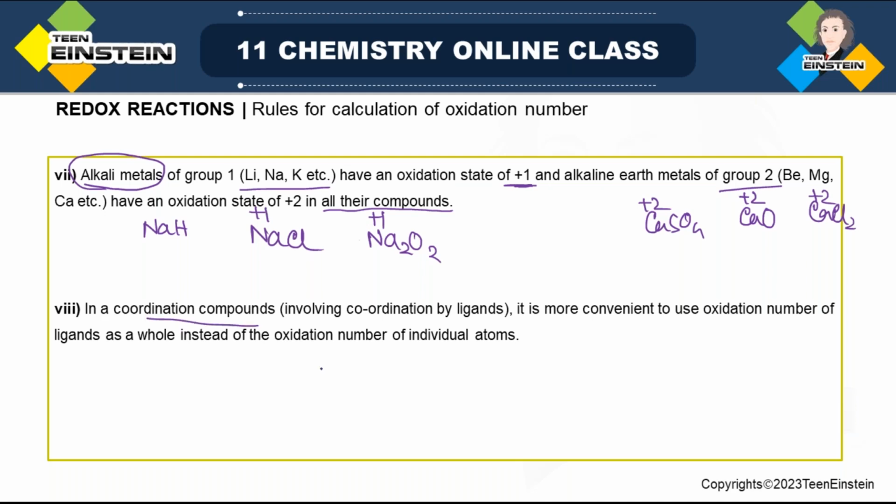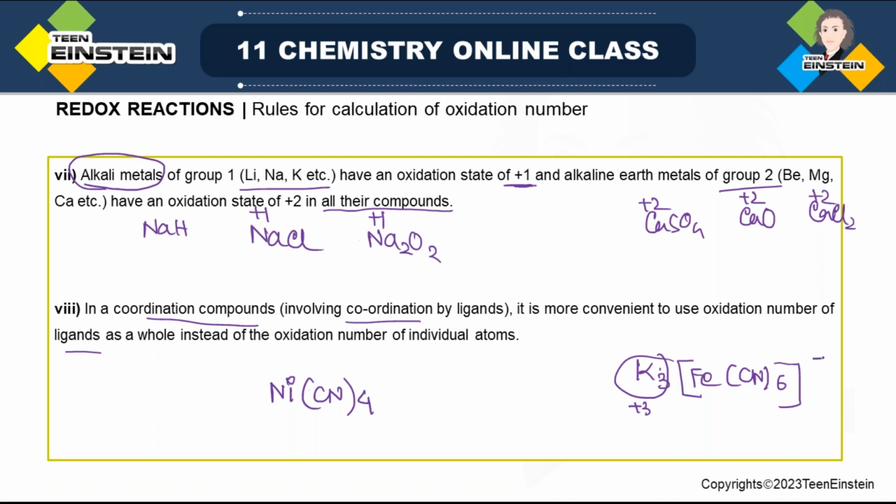For coordination compounds, this is a special type of compound. There is a separate unit for that, where we have these special coordination bonds. It is more convenient to use the oxidation number of the ligands. A very easy example is Ni(CN)4, where overall the molecule is neutral. Sometimes it may not be neutral. Suppose I am writing K3[Fe(CN)6]. If you remove the 3 potassium ions carrying a total of 3 positive charges, the remaining charge will be 3 negative. So it may be an anionic coordination compound or it may be neutral.